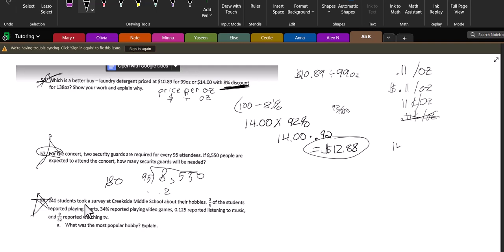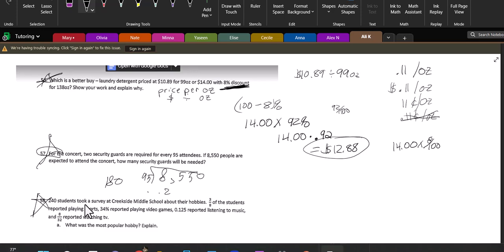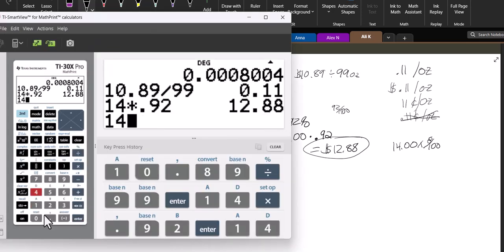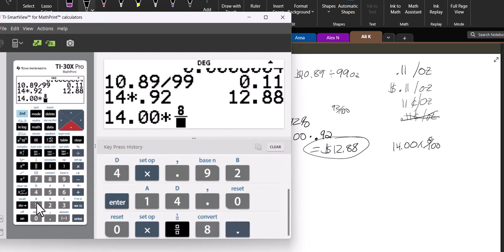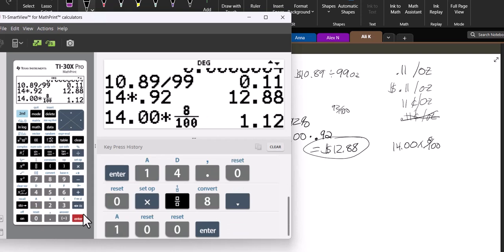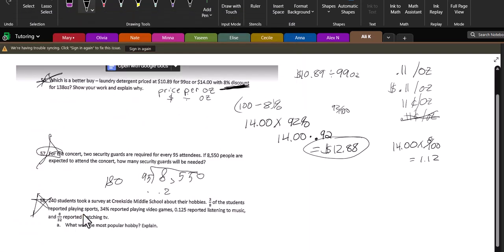Alternatively, you could do 14.00 times 8%, so times 8 over 100, and you get $1.12, and that would be how much you take off. So you would have $14 minus $1.12, and you get $12.88. Okay, so we have that the price now is $12.88 for 138 ounces.